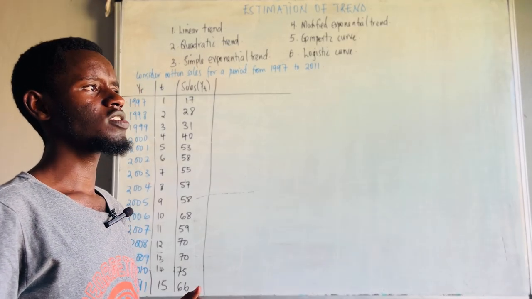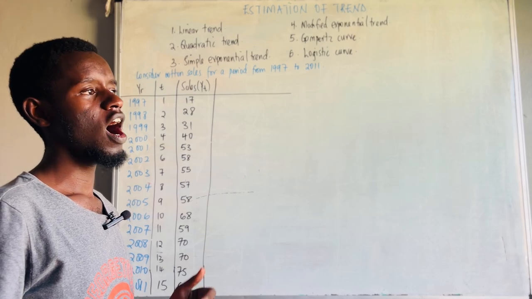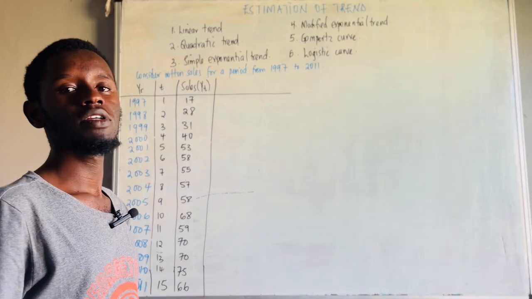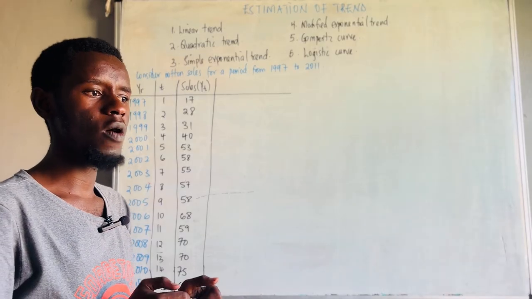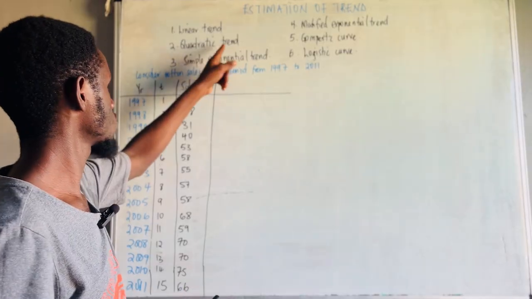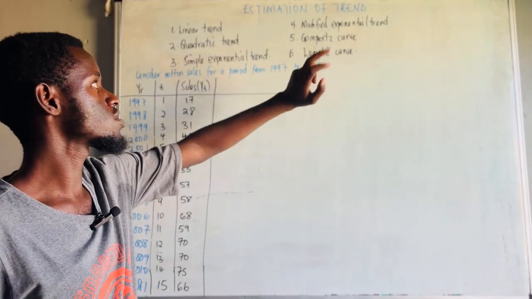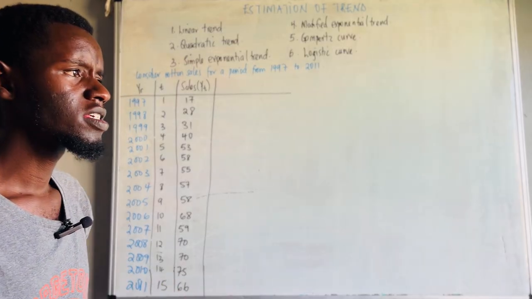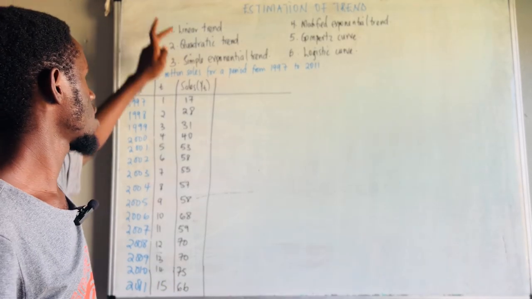But members, as you remember in the previous video I made about time series data, when we have time series data, we need to decompose it to see how we get a trend, seasonality, cyclical components, and among others. Now today, members, I want to show you how we formulate a linear trend, quadratic trend, a simple exponential trend, modified trend, and Gompertz trend using this data we have. Members, today let us begin with a linear trend.